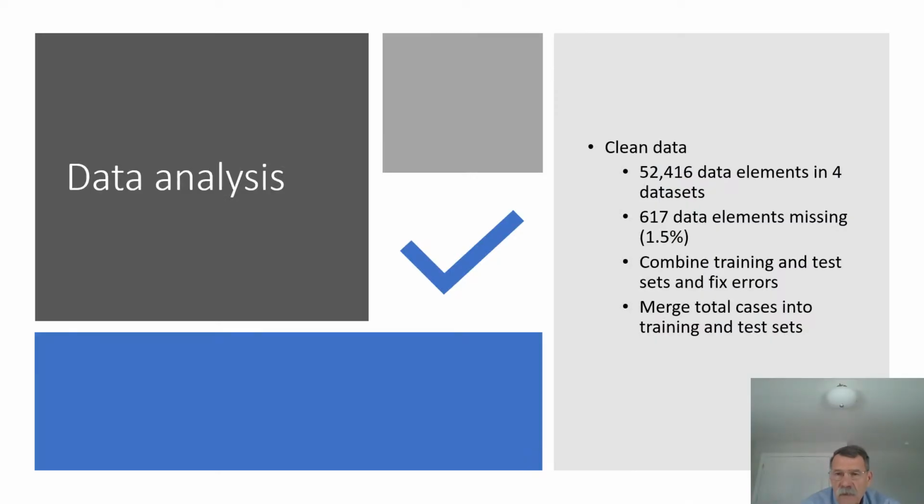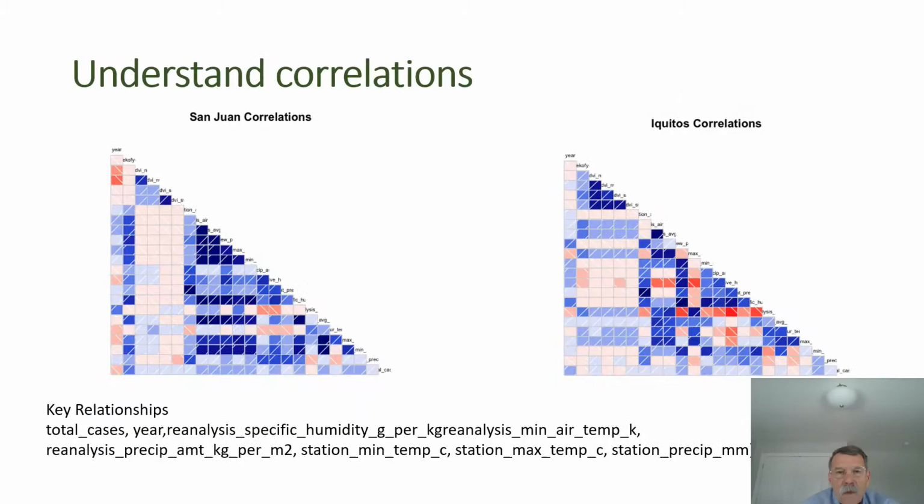And the label data, which is included in the label format. So I needed to add the total cases column to both the training and the test sets. There are many different ways of looking at correlations, and a common method is a heat map. But with all the data elements here, it was very difficult to interpret.